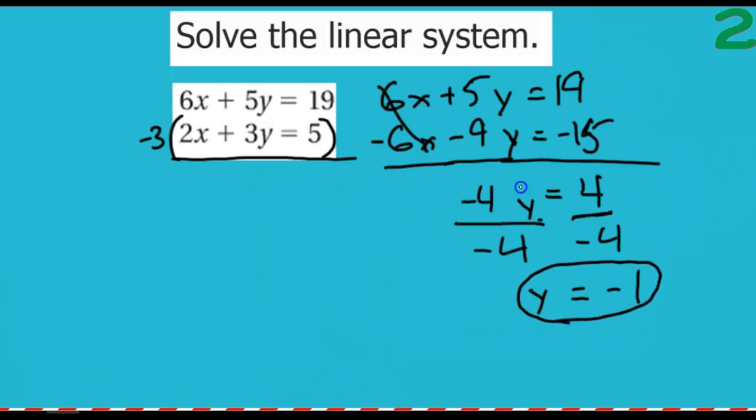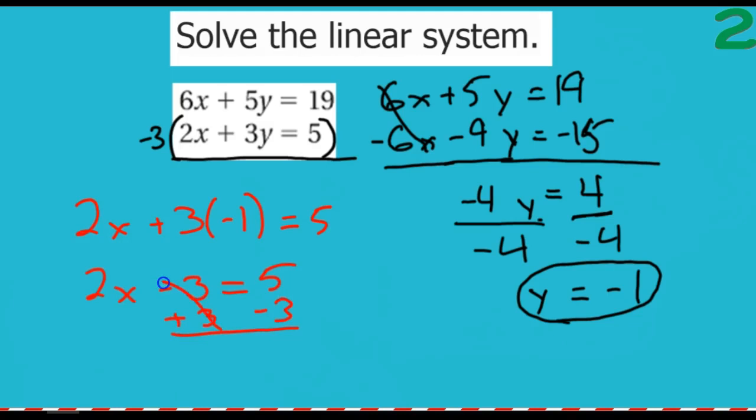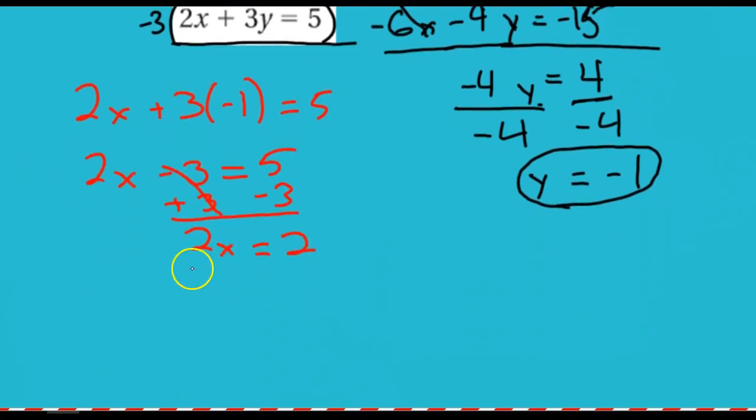So now we can put that negative 1 in. So we have 2x plus 3 times a negative 1 equals 5. So 2x minus 3 equals 5. And we add 3. 2x equals 5 minus 3, which is 2. And we divide by 2. X equals 1.